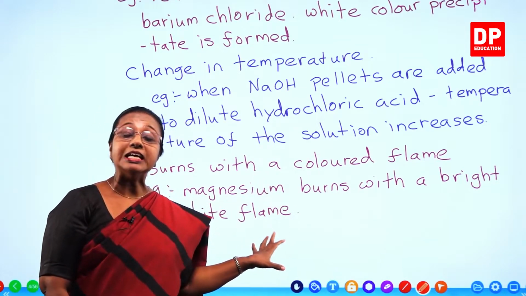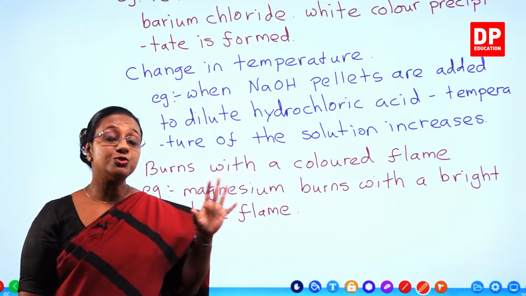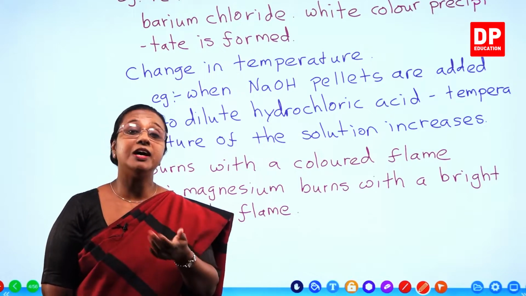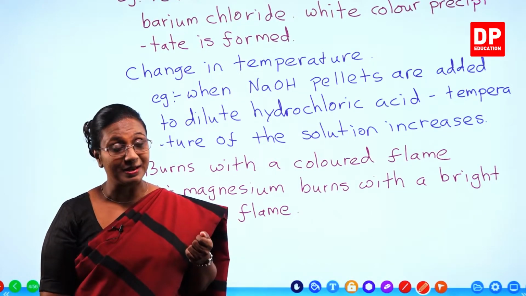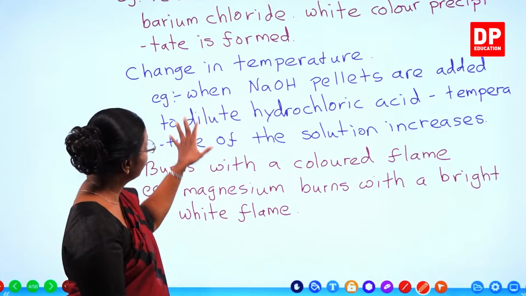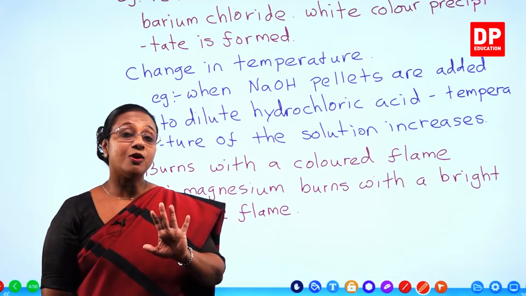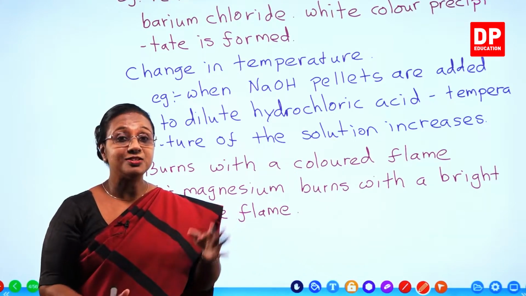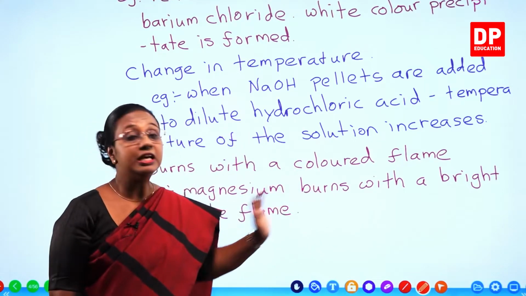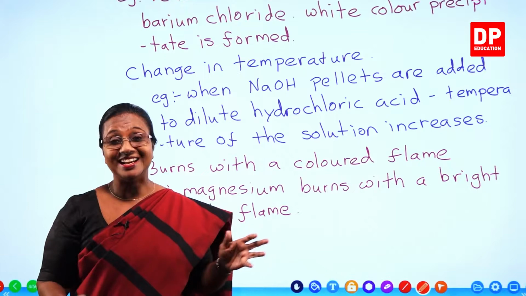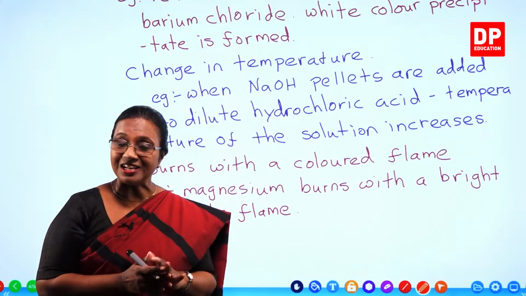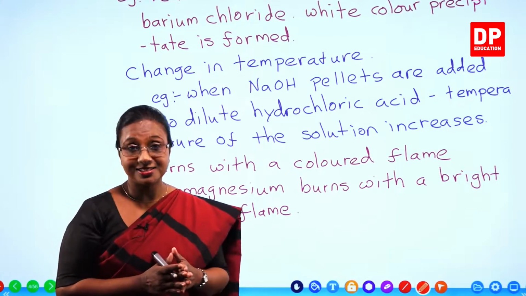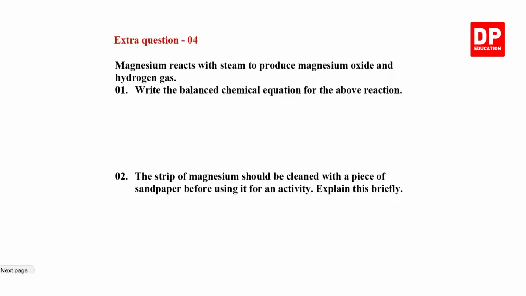So those are the evidences that are used to identify or observe a chemical reaction taking place. So I am sure, students, you were able to list them out, and also you might have written other examples as well, as long as it is relevant to the particular observation that is correct. So with that, students, I will move on to the next slide. Extra question 4.